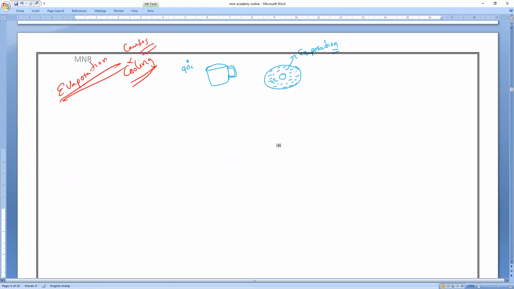You can see, if after the bath you come under the fan, we will feel cool. Why? What is the reason? Anybody? Yes, please. Evaporation of water from the body after the bath.